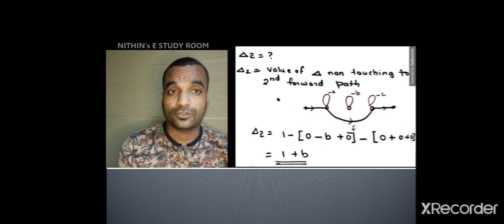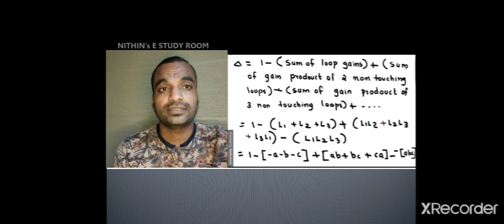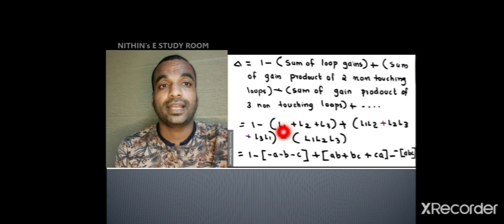So wherever L1 and L3 are present, those portions will become 0. So what was delta initially? This is the basic equation of delta. 1 minus L1 plus L2 plus L3 will be existing. Out of these, L1 will be 0 and L3 will be 0.